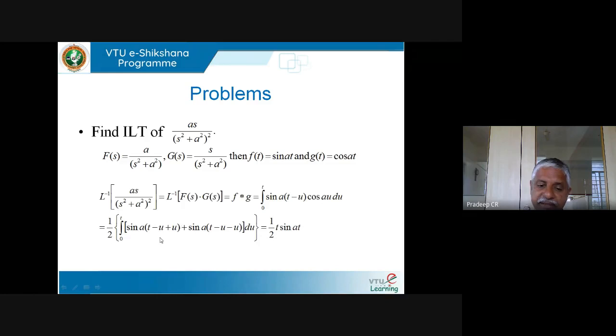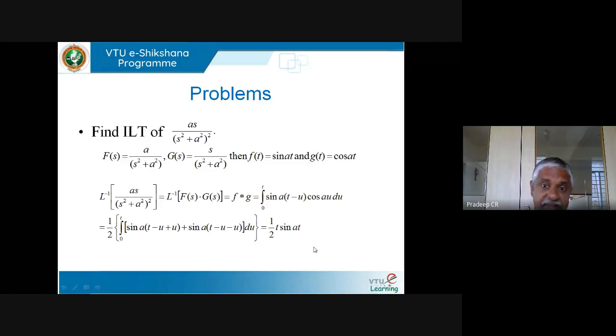So things will get cancelled, and once you write this, integration is very easy because u and u get cancelled here. So I'll get sine at. And similarly here, nothing will get cancelled, but it's all a constant. t is a constant here because you are integrating with respect to u. If you evaluate this, you will get 1 by 2 t sine at.